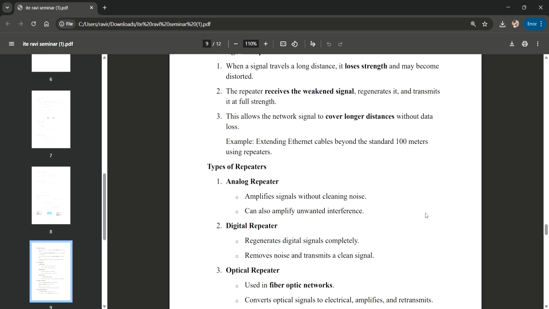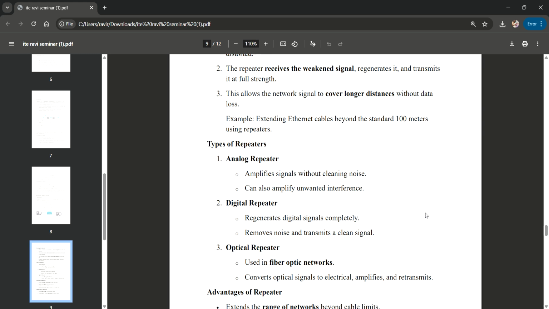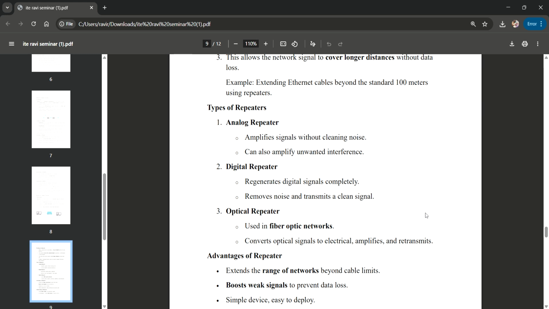So, types of repeaters. Repeaters are classified into a few types, namely the analog repeater, digital repeater, and optical repeater. The analog repeater simply amplifies the signals without cleaning noise. It can also amplify unwanted interference. Digital repeaters regenerate the digital signals completely, remove the noise and transmit a clean signal. Optical repeaters are used in fiber optic networks, and they convert optical signals to electrical, amplify and retransmit the same signal.